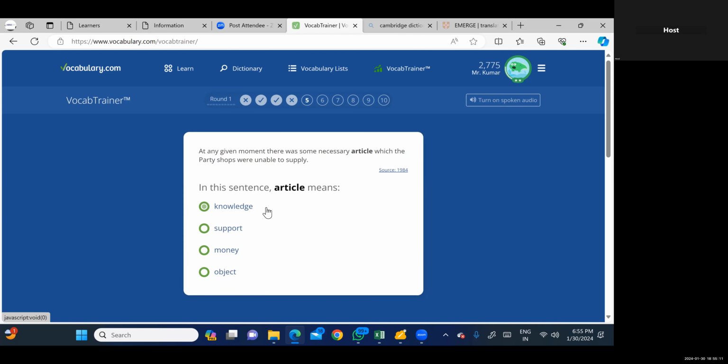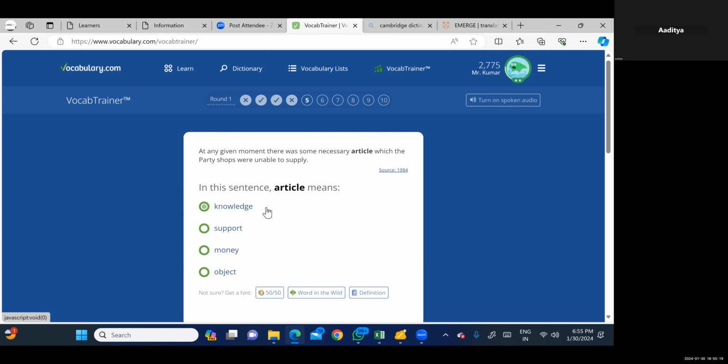In this sentence, article means knowledge, support, money, object. What is the meaning of article? No, read the sentence on the top. At any given moment, there was some necessary article which the party shops were unable to supply. So what is article in this sentence?